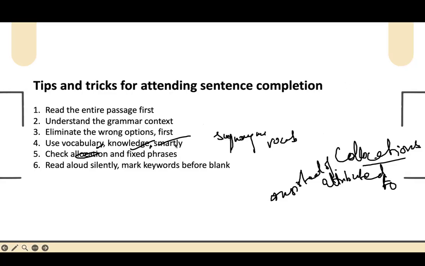And the most important trick that you can use is to always read aloud silently in your brain. Try reading out the words. Mark keywords before the blank. When confused, try reading the sentence in your mind again and again. This will always help you hear the word that sounds right in this context. Try to develop linguistic intuitions.